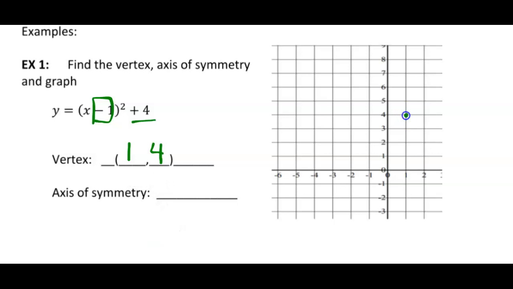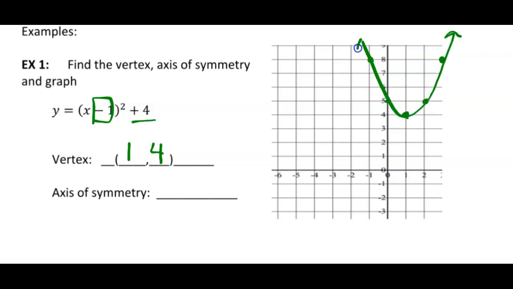All right, so I need to graph 1, 4. Over 1, up 4, put a dot. From there, I'm going to go over 1, up 1, over 1, up 3. 1, 2, 3. And then I'm kind of out of room, okay? Over 1 to the left, up 1, over 1 to the left, up 3. 1, 2, 3. And that's it.